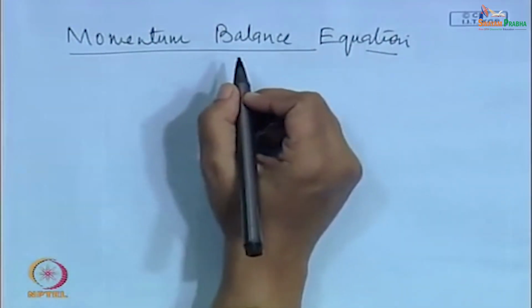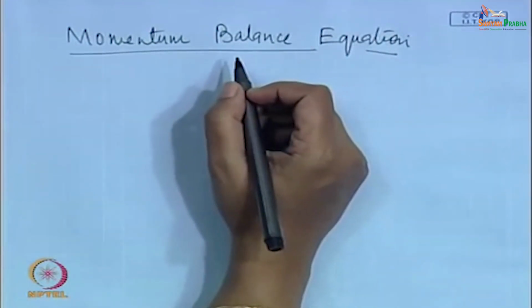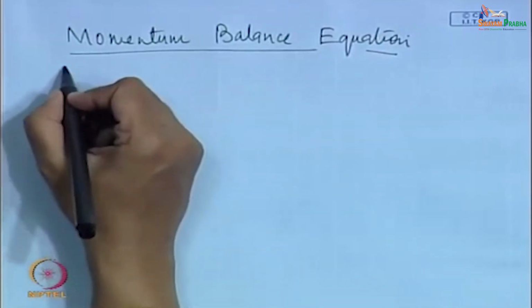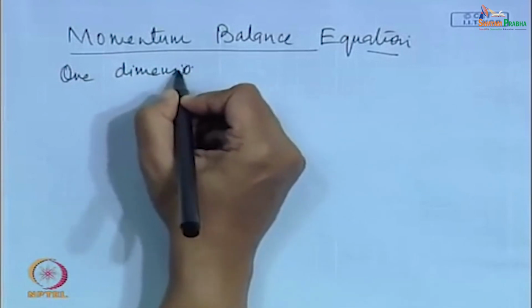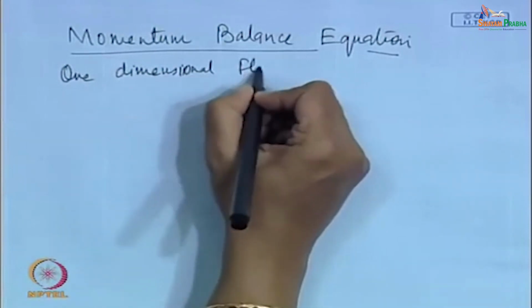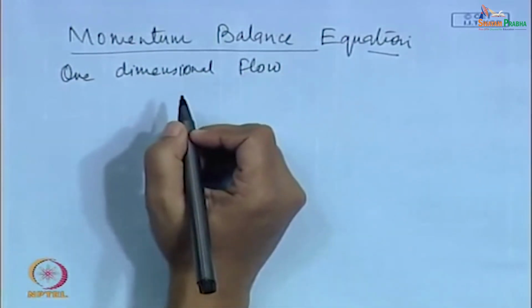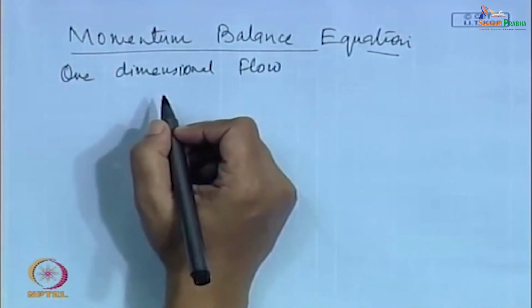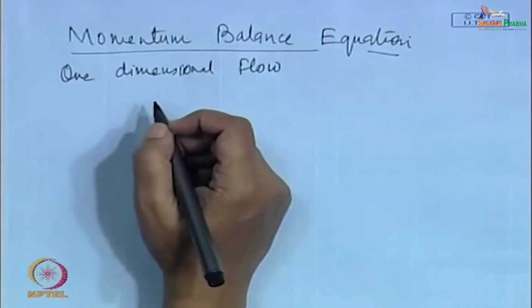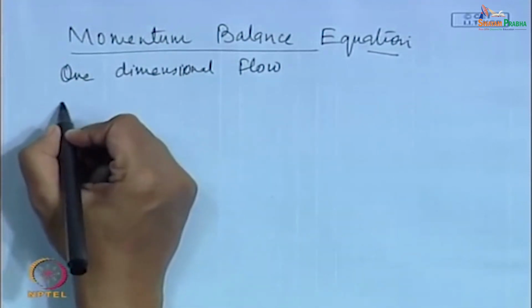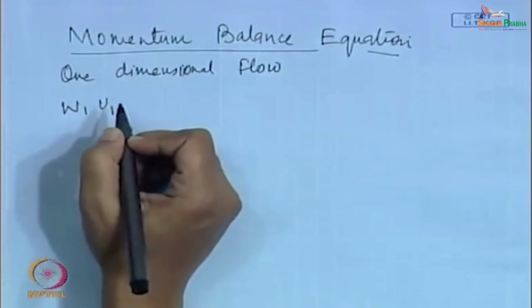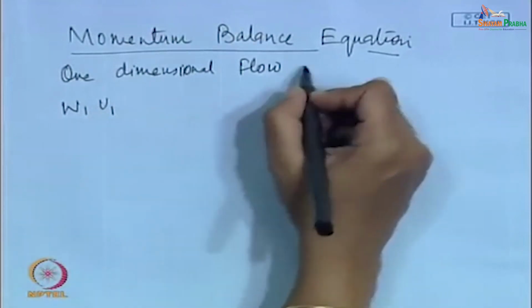Now, in this momentum balance equation, what is the rate of momentum, one dimensional flow? We usually consider one dimensional flow. Now, if we refer to this figure, we find what is the rate of momentum outflow minus the rate of momentum inflow. This is naturally for phase 1.